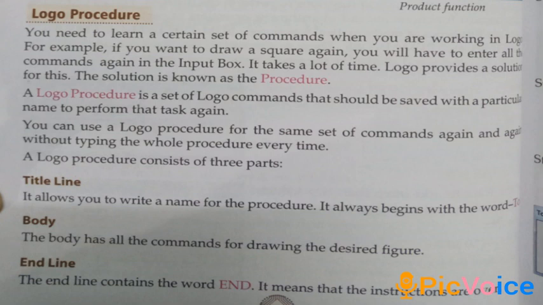Title line. It allows you to write a name for the procedure. It begins with the word to. Body. The body has all the commands for drawing the desired figure. End line. The end line contains the word end. It means that the instructions are over.